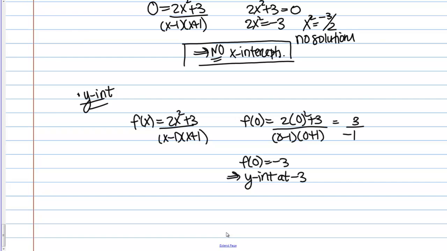Okay, so now we have all the pieces of information we need to graph this function. We just have to put them together very carefully. So Elizabeth's going to do that for you in the next video.